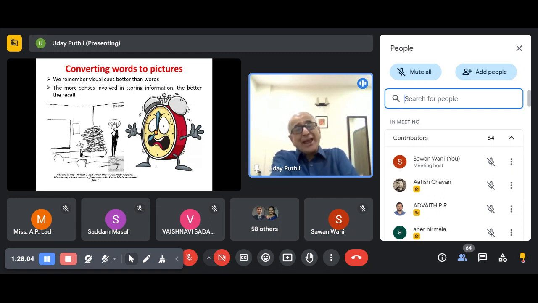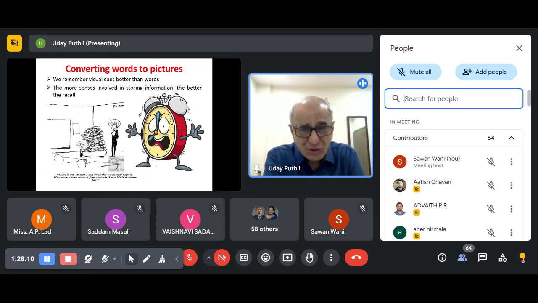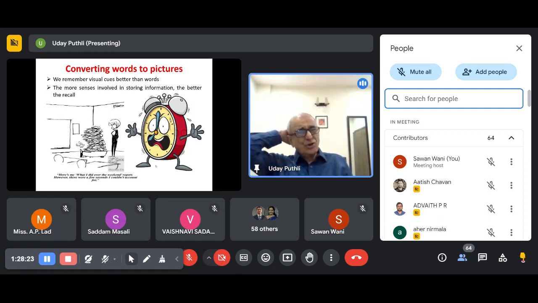Now, another way of memorizing is to convert words to pictures. Here is the same thing we say: a picture is worth 1,000 words. Try to get visual clues. Try to see this. Now, I do not know how many of you have seen this magic trick, so-called magic trick. There's no such thing as real magic, they are all tricks.